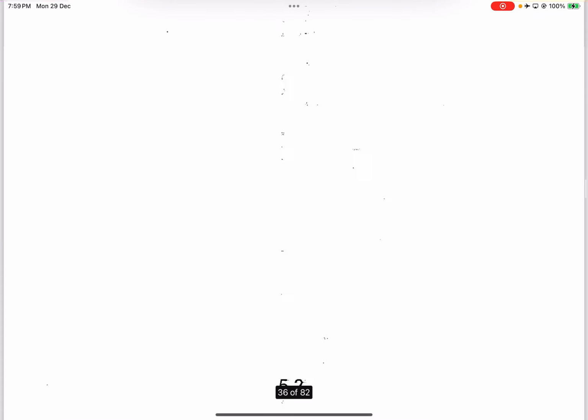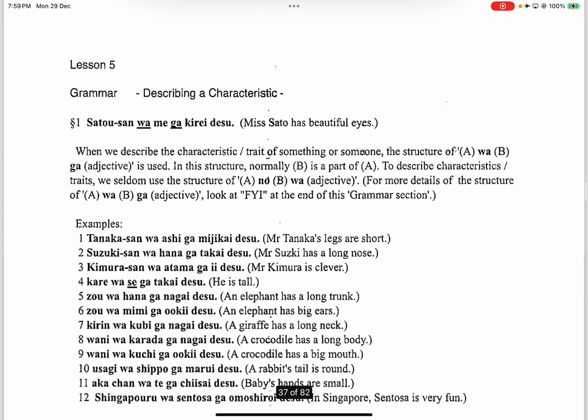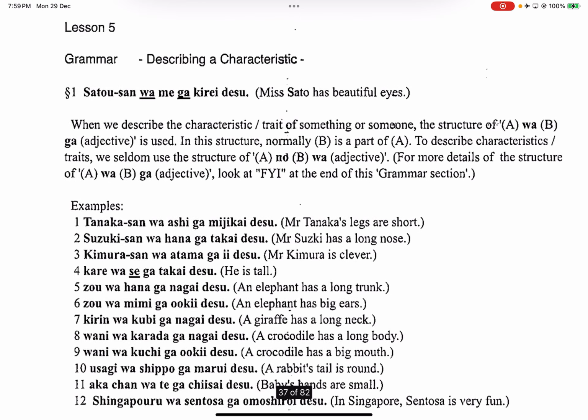Okay. Let's talk about lesson 5, grammar. Do we need a break before this? Maybe you can pause for 5 minutes. Let me just adjust the air. I think this is a bit too cold.